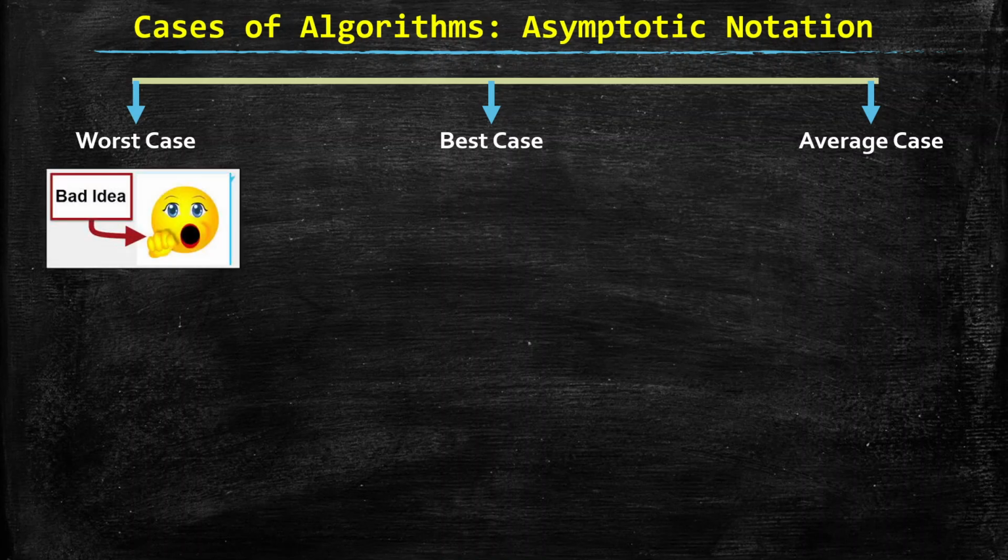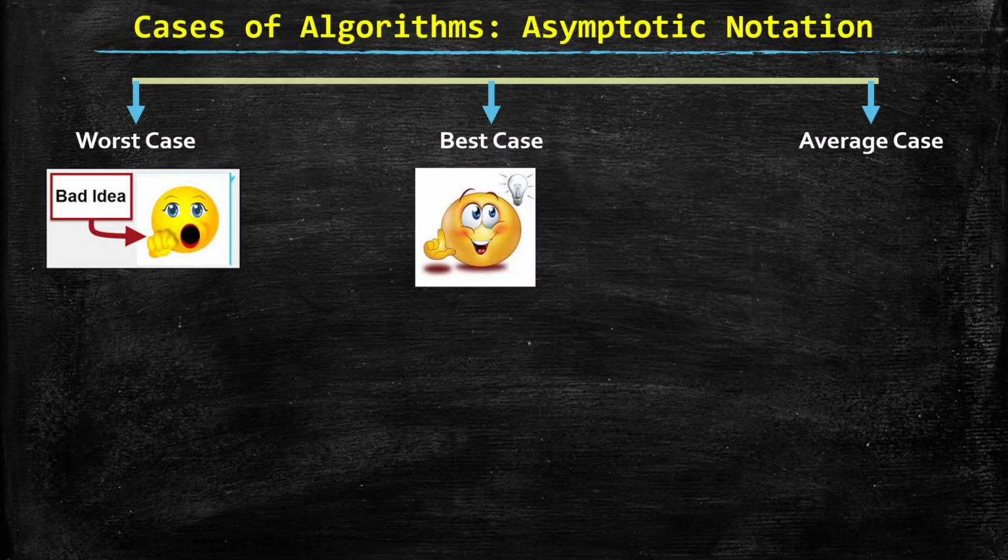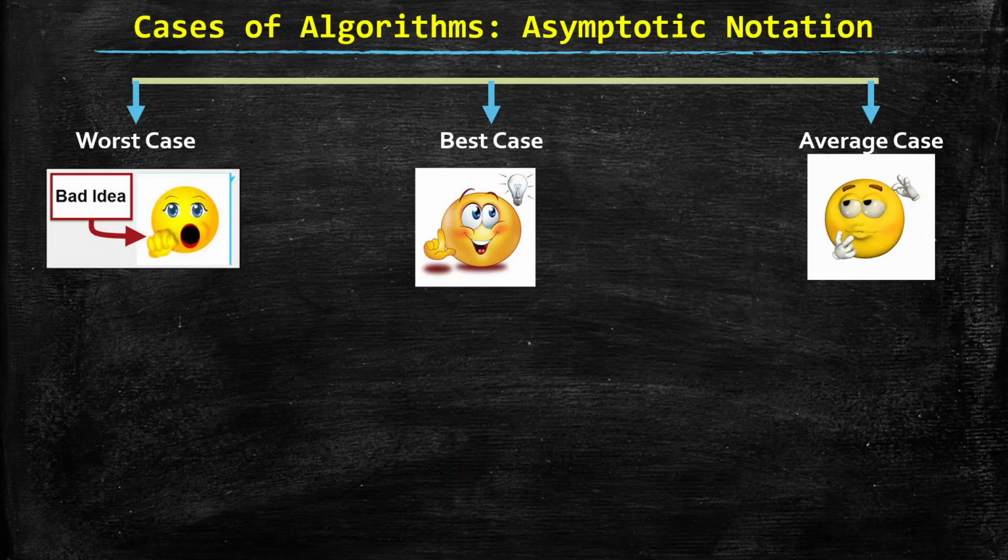The worst case is like a bad idea, denoted by big O. The best case, wow, it's the best idea, we can say sometimes. And the average case is in between, moderate. This worst case is represented by the big O notation. Please remember that big O notation means the worst case while functioning. It is always greater than our function. Our time should always be less than big O, because it is the upper bound.